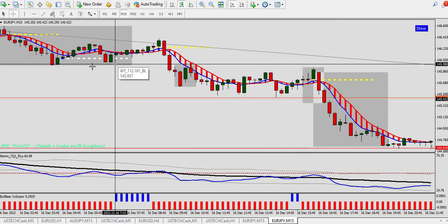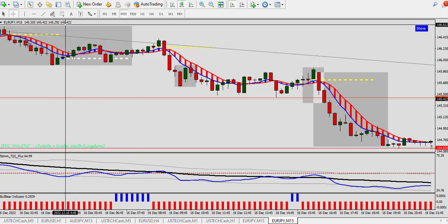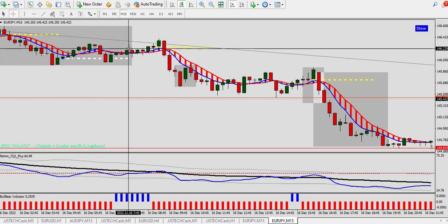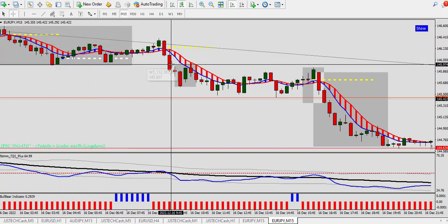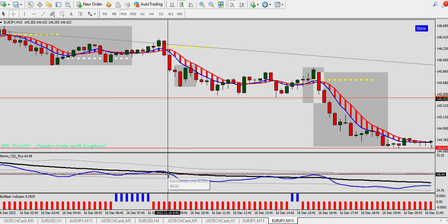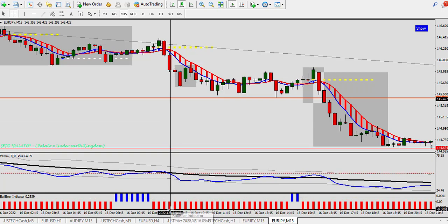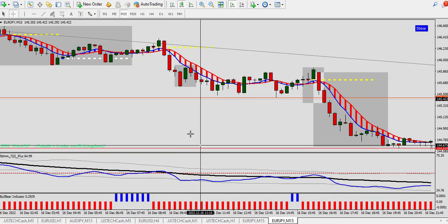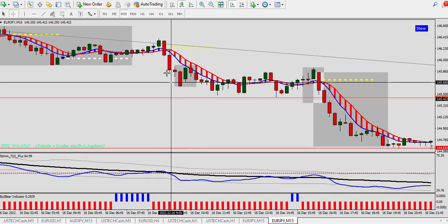This is just to trade the breakout on 15 minutes. This is the Asia session here, and then the breakout occurred at this particular point. So at the close of the candle you can place your trade, and TDI is in agreement, and the bull bear indicator was in agreement also.